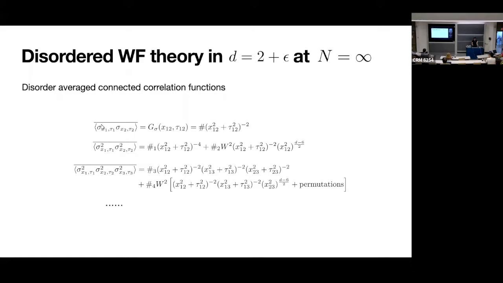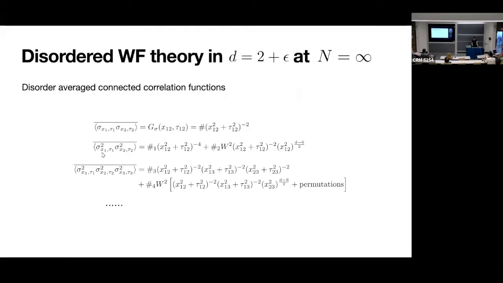Let me explain them one by one. So firstly, we can of course get the disorder averaged two-point function of sigma itself. We can see the result is the same as what we can get in the clean system. So this means the two-point function of sigma field is not affected by the disorder at all.